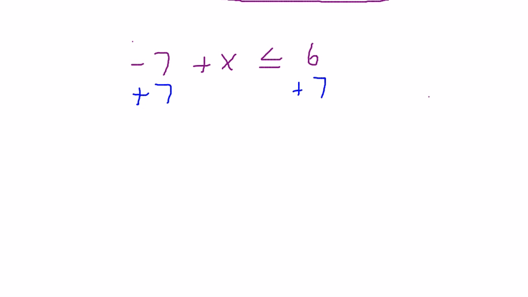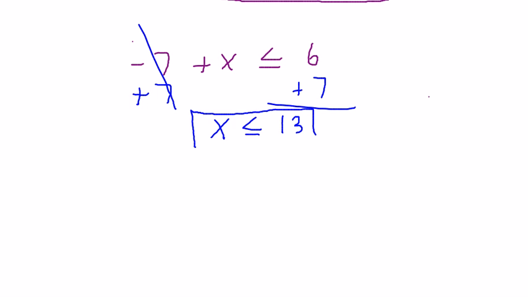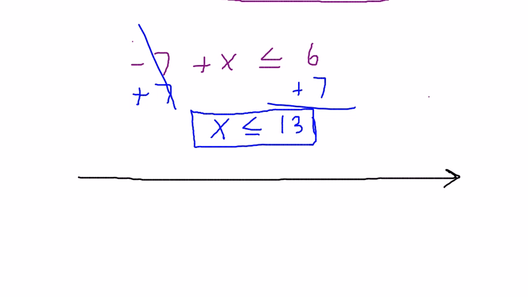And the reason we're adding 7 to each side is because negative 7 plus 7 leaves us with 0. So we are left with x on the left-hand side, bringing down our inequality symbol. x is less than or equal to 6 plus 7 is 13. So x is less than or equal to 13. And if we wanted to graph this, in some cases you may be required by your teacher to graph your solution.